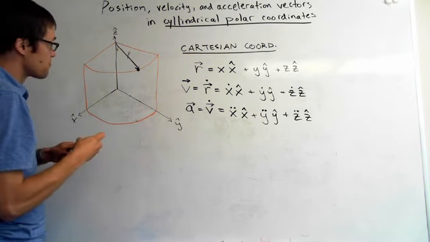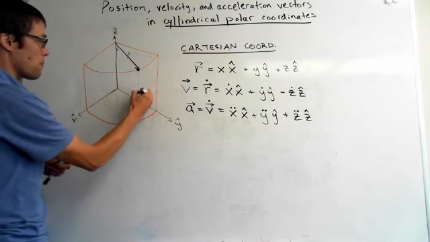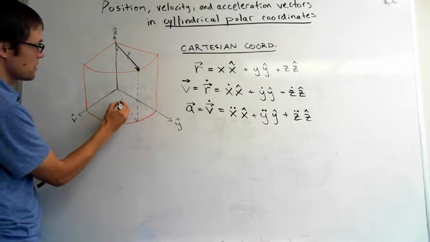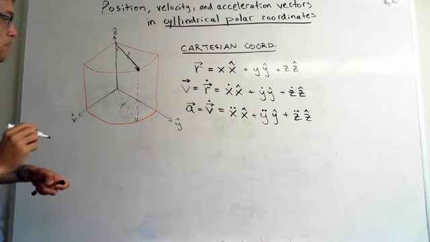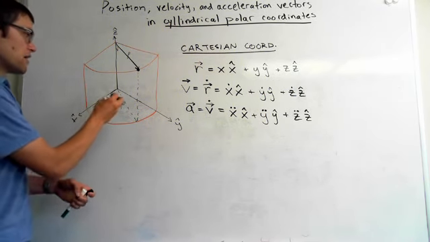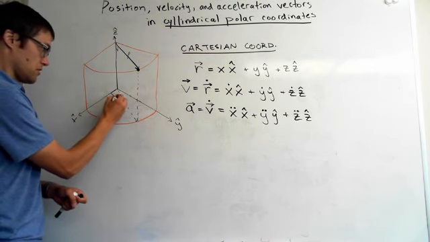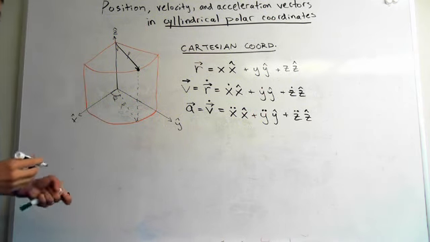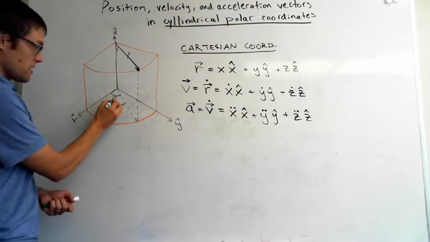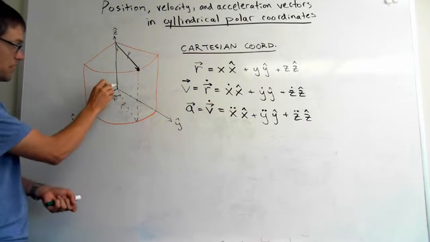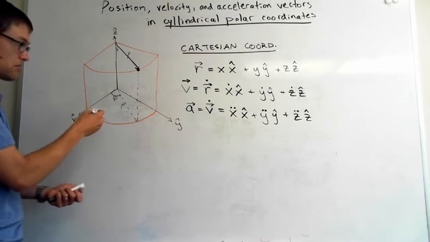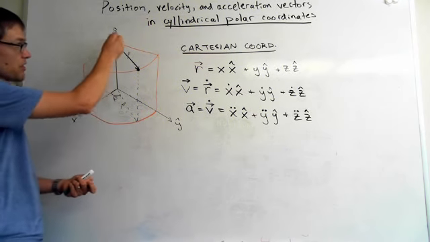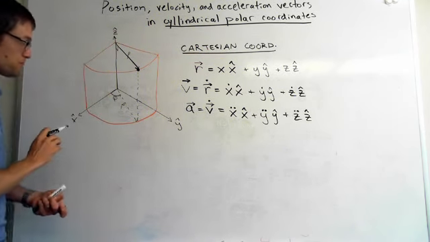So this line here is length rho. That's the Greek letter rho. Now the second coordinate of cylindrical polar coordinates is this angle, which is usually given the Greek letter phi. So phi is the angle between the x-axis in Cartesian coordinates and this line here, which is the projection of that rho line.